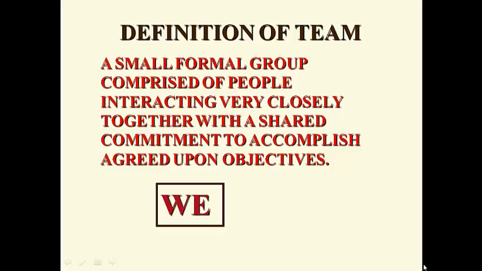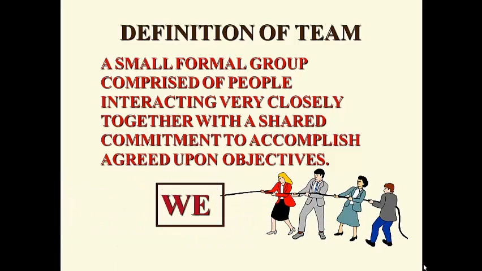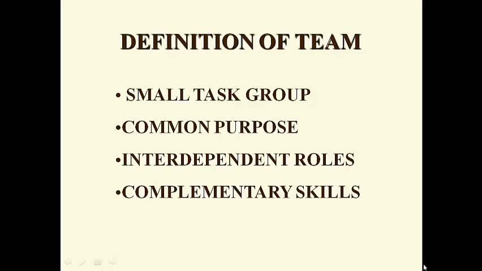So what's the definition of a team? A small formal group comprised of people working closely together, with shared commitment to accomplish their goals. It's the we, all pulling together. That's important. So it's typically a small task group, i.e. getting one result done, with common purpose and interdependent roles. No one has all the answers. They have complementary skills. One might be good at one thing and one at the other. There's no I in the word team.